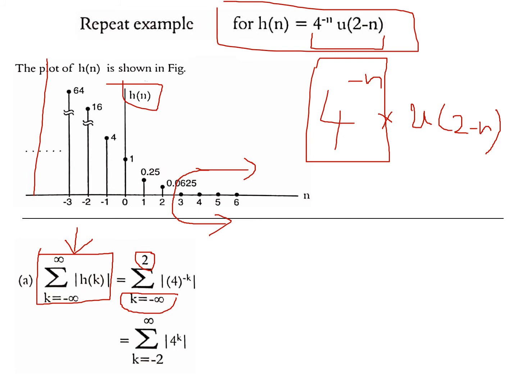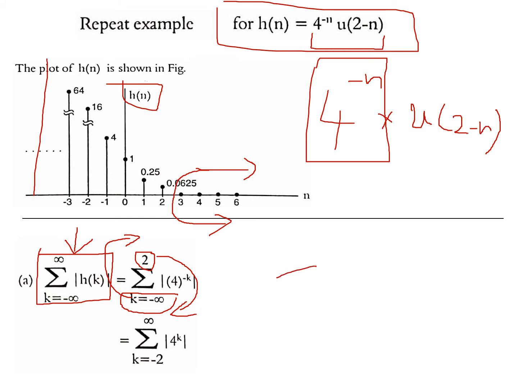Now I cannot apply the formula directly here because the lower limit is minus infinity and the upper limit is plus 2. I should bring it to the proper form. How to bring it to the proper form? What I do is I will replace: 2, I'll write as the lower limit, minus infinity I will write as the upper limit.